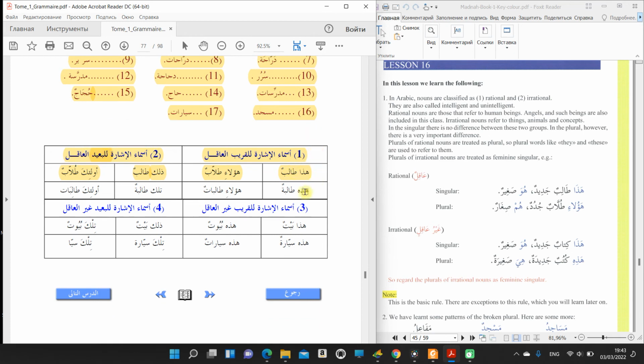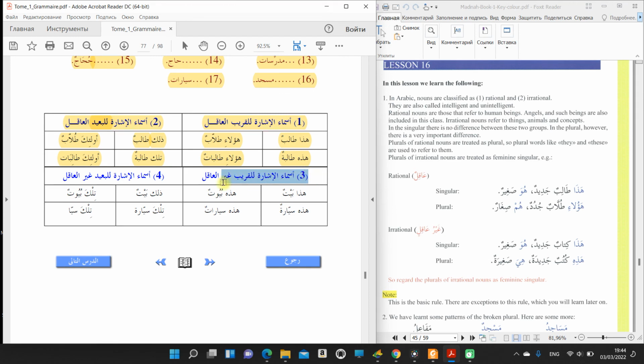And the same goes with the feminine form. Okay, هذه طالبة, this is a female student. هؤلاء طالبات, these are female students. تلك طالبة, that is a student. أولئك طالبات, those are female students. But I think there is no problem whatsoever to wrap your head around it.